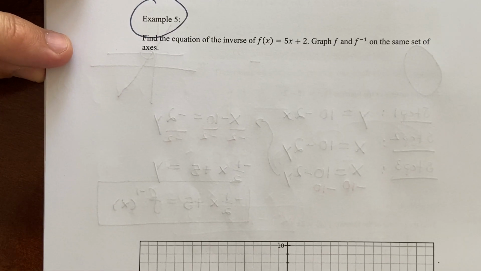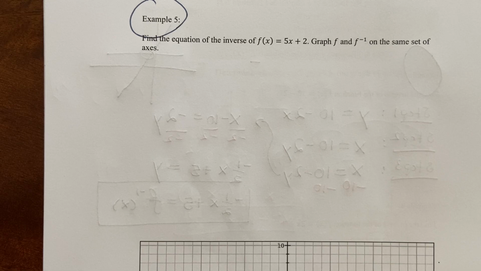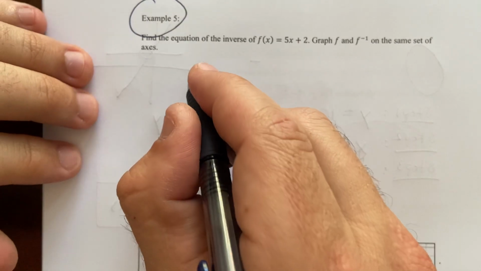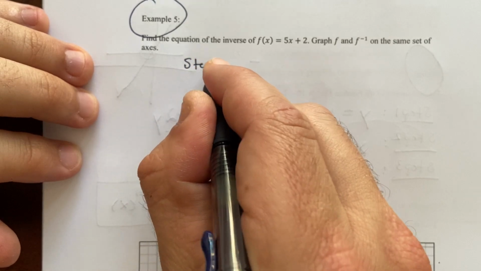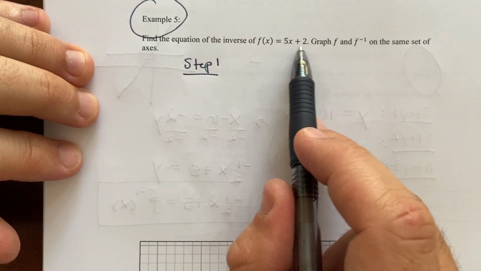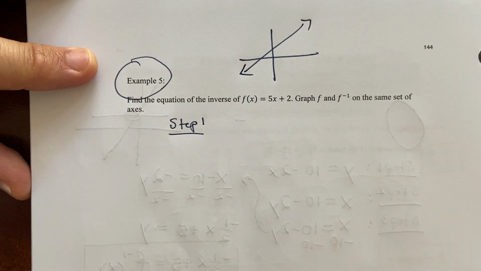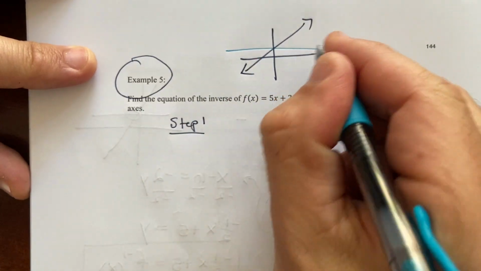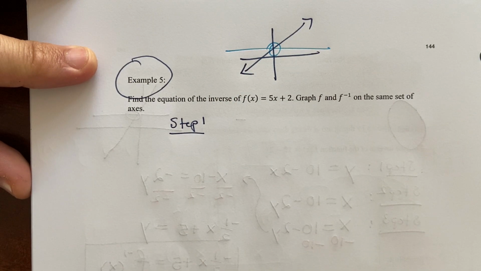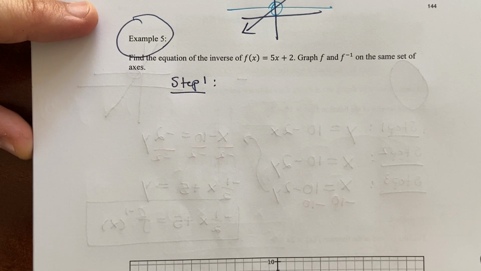So this one says, find the equation of the inverse, graph f and f inverse on the same set of axes. Okay, so step one, by the way, this would be one-to-one, right? If you imagine graphing this, you would have something that looks like this, and that would pass the horizontal line test. So this is one-to-one, so we can move on and start finding the inverse.